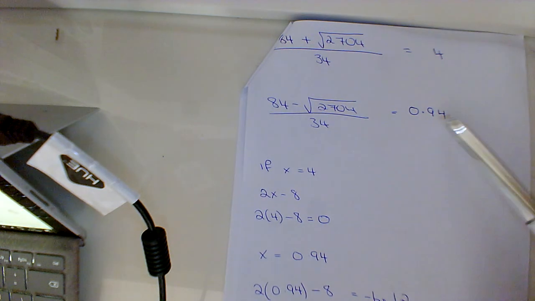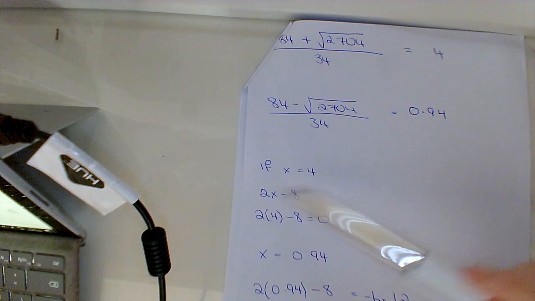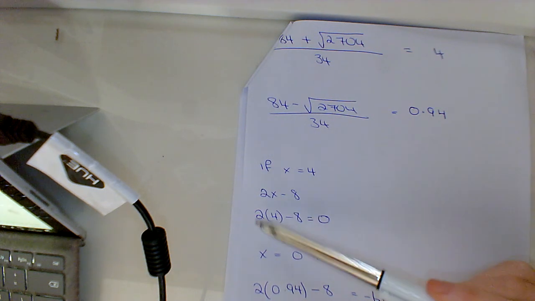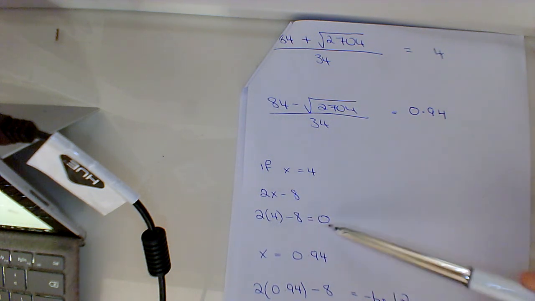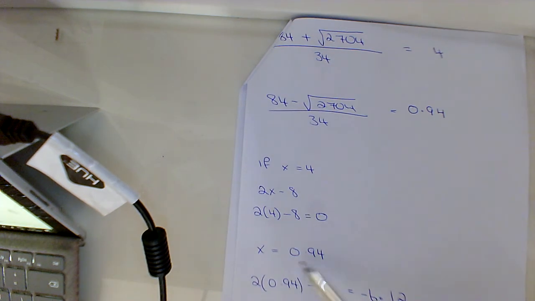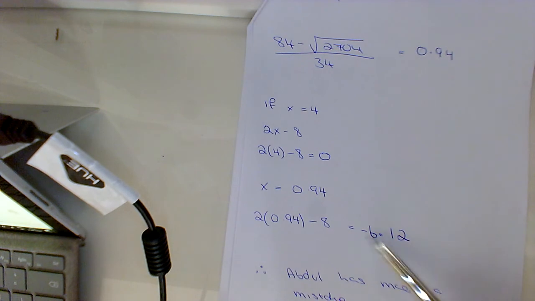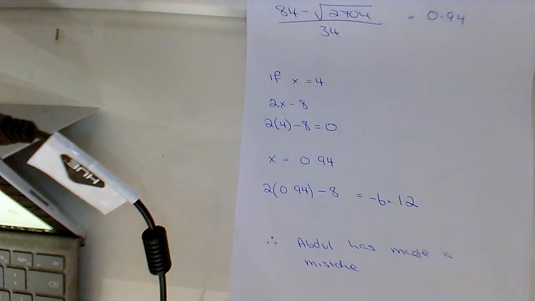So I write down if x is equal to 4, then I have 2x minus 8. I get 2 bracket 4 minus 8 is equal to 0. Okay, then if x is equal to 0.94, I get x is equal to minus 6.12 using that. So this way I have 0, this way I have minus 6.12. So that's how I can prove that Abden has made a mistake. I definitely can't have a right angle triangle with those figures.